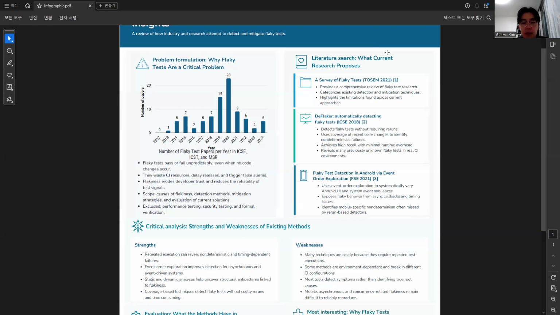Second, DeFlaker introduces a lightweight way to detect flaky tests without rerunning them. It uses coverage analysis of recent code changes, achieving high recall while avoiding the high cost of repeated execution. This system was able to uncover many previously unknown flaky tests in large CI environments. However, DeFlaker depends heavily on coverage information, which means it can miss flaky tests unrelated to recent code changes and may not generalize well across different CI environments.